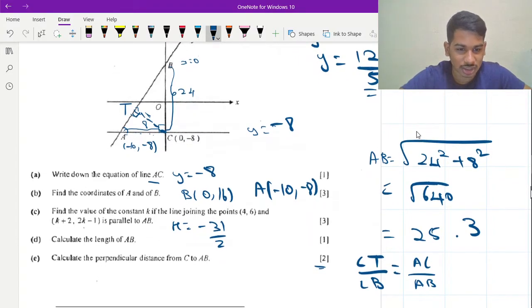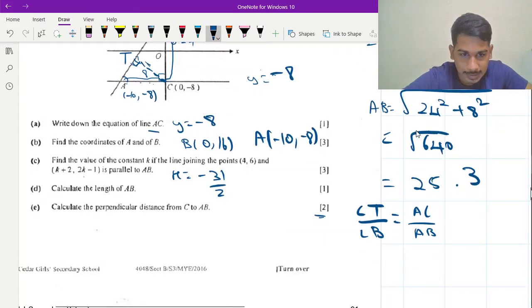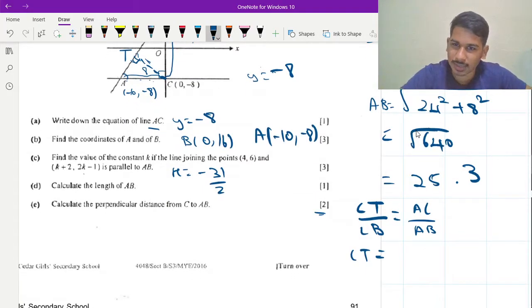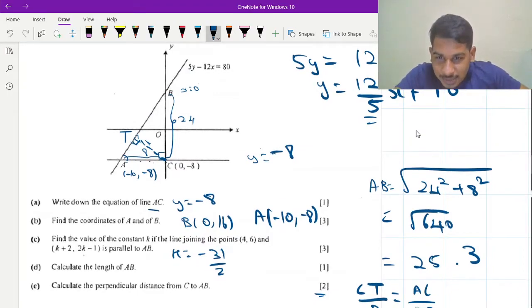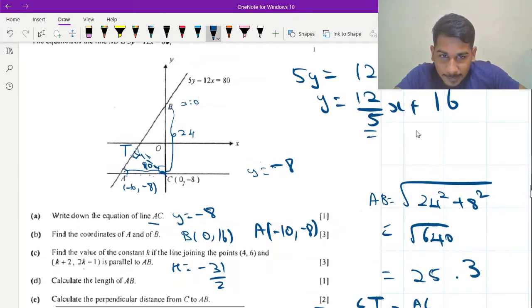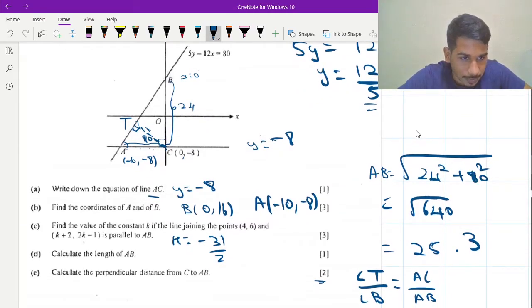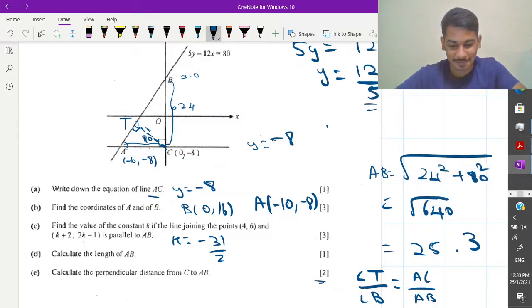Wow, this is such a nicely set paper. So CT is going to be AC. AC is 8, right? No. Oh no, no wonder. Guys, I made a mistake. This is 0, this is the y-axis, -8. But this is 0 to 10. So this is 10, and that's 24. So it's going to be 24 squared plus 10 squared. Wow, I'm making so many mistakes. Oh man, I'm just lame.